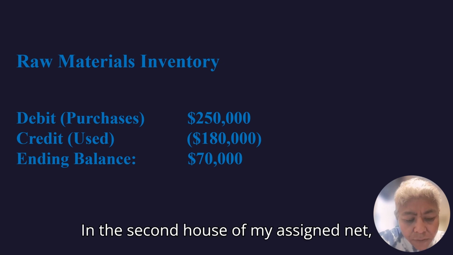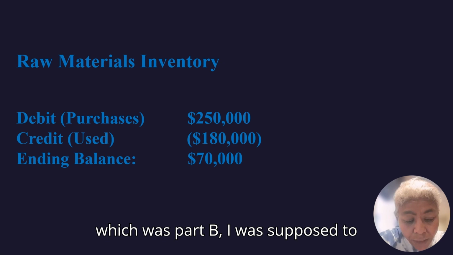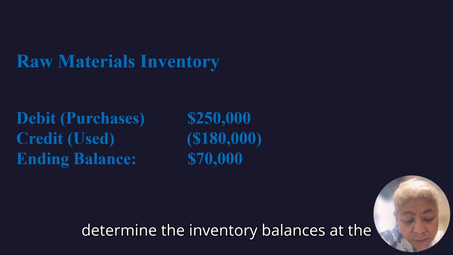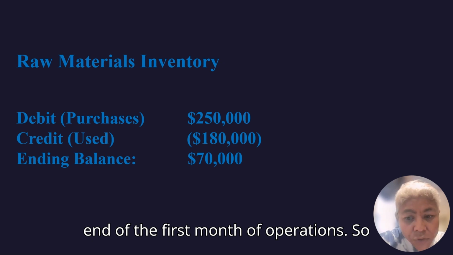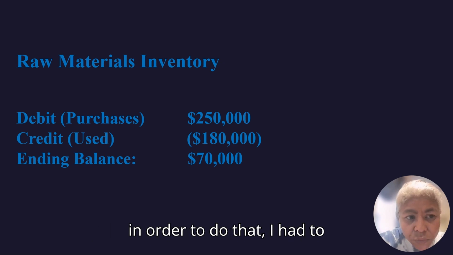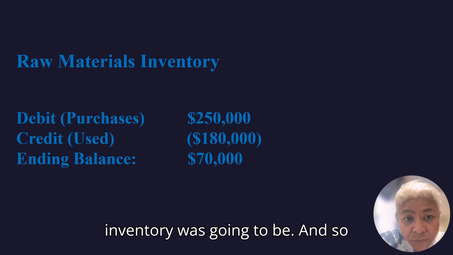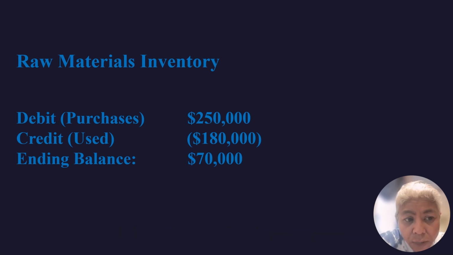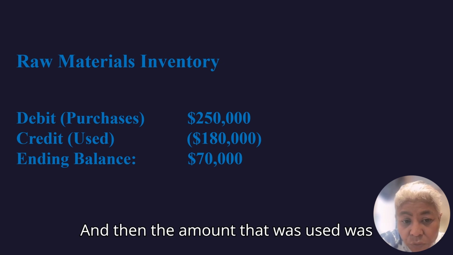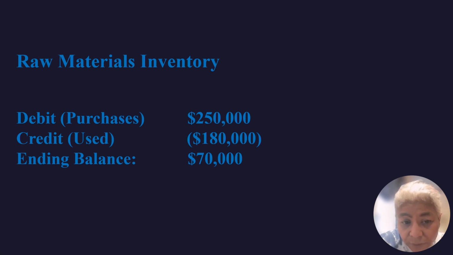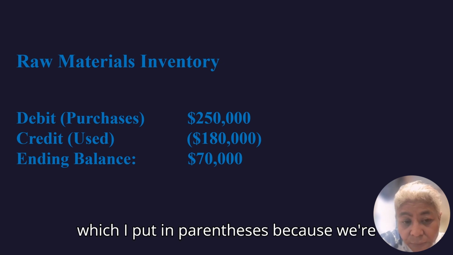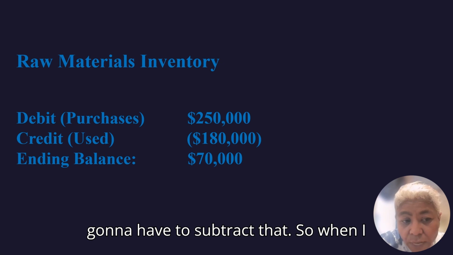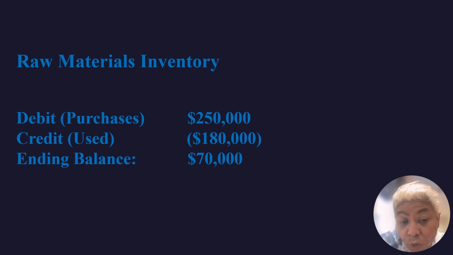In the second half of my assignment, which was part B, I was supposed to determine the inventory balances at the end of the first month of operations. First, I had to figure out my raw materials inventory. The purchases were 250,000, and the amount that was used was 180,000, which I put in parentheses because we have to subtract that. So my ending balance for raw materials was 70,000.